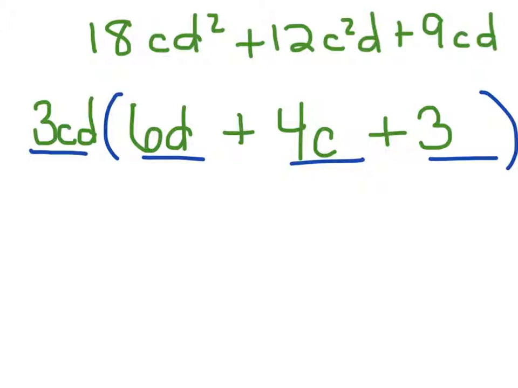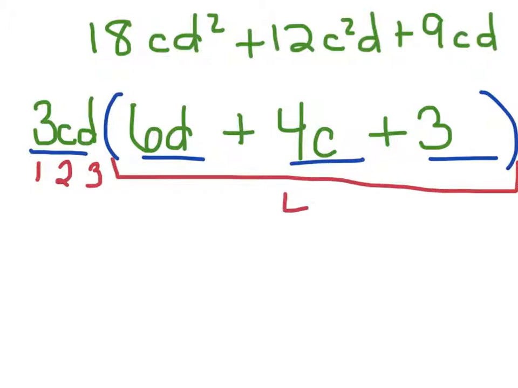This time, though, we actually have 4 factors. 3 is a factor, c is a factor, d is a factor, and then this entire trinomial is a 4th factor. So 6d plus 4c plus 3 is 1 factor.